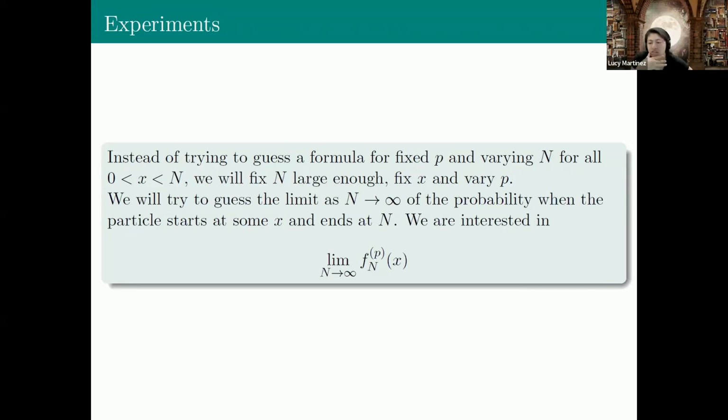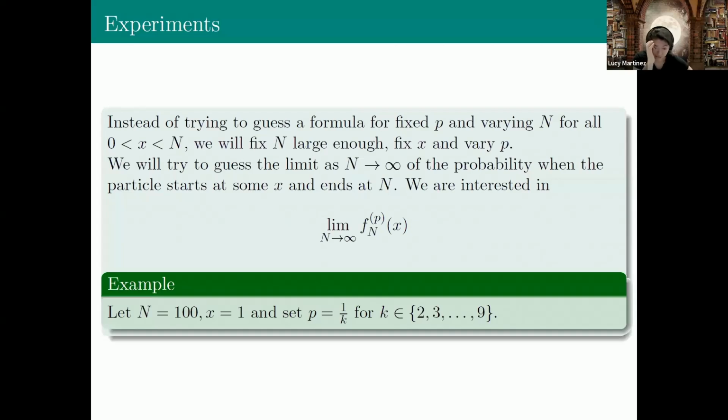What we want is to find an expression for the limit as n goes to infinity of this quantity here. Again, this was the probability of ending at n if the particle starts at x with some fixed p. So this is the quantity we're interested in. We're not interested in the exact value. We're interested in the limit as n goes to infinity. So maybe these numbers converge to some number is what I'm trying to say.